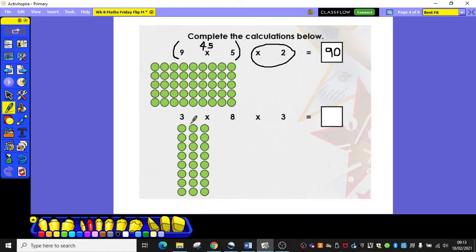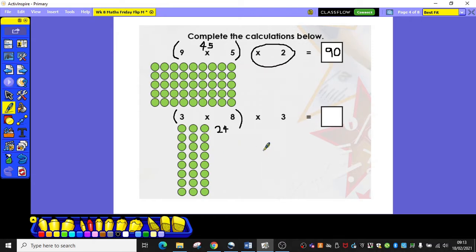Let's have a look down here then. Now I've got 3 times 8. Okay, here's my array that shows that, and we know that the answer to that is 24. So now that I know that those two numbers multiplied together make 24, I can think about doing 24 multiplied by 3. Now, again, I can double that and add 24 more.